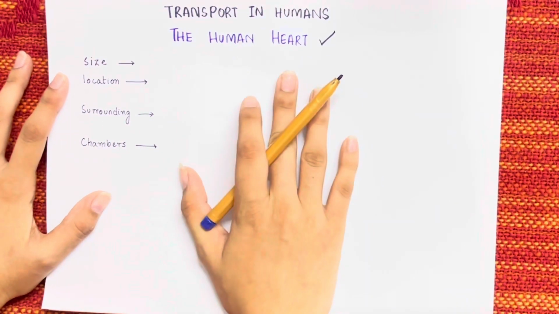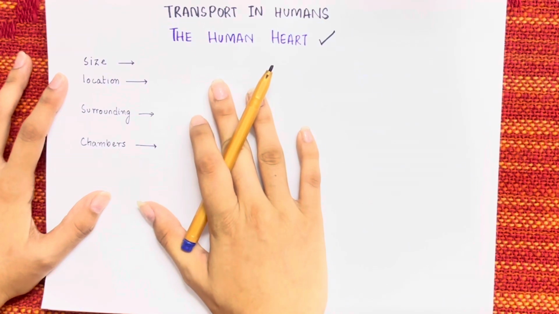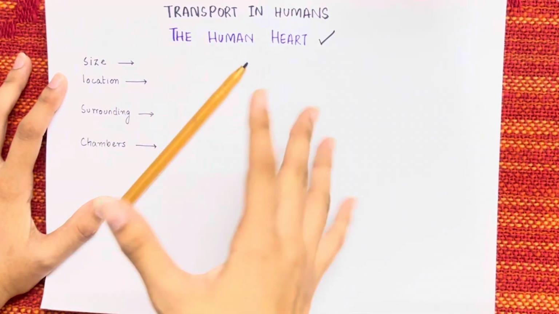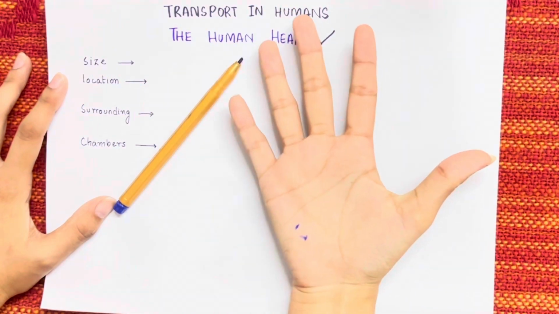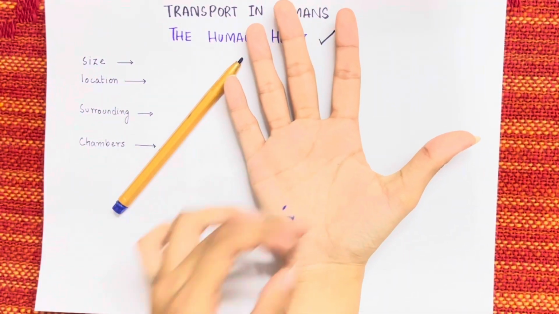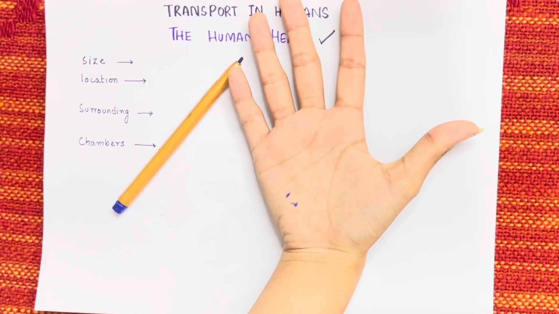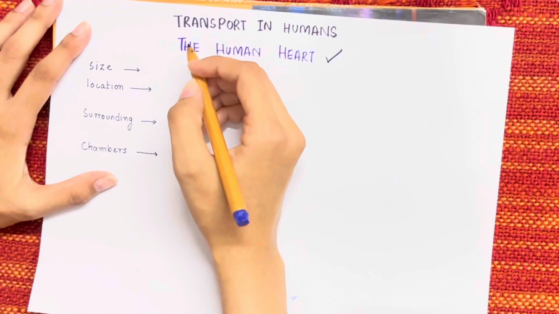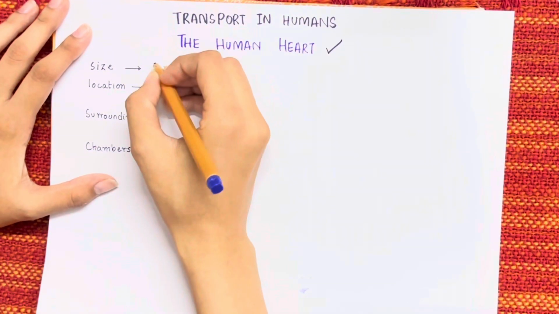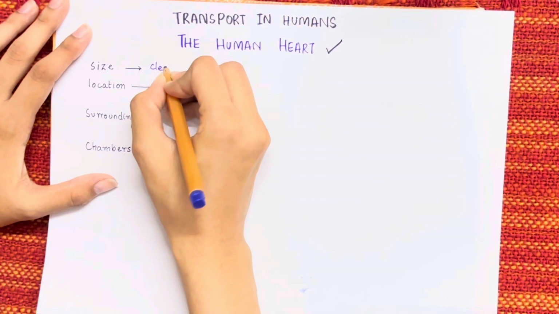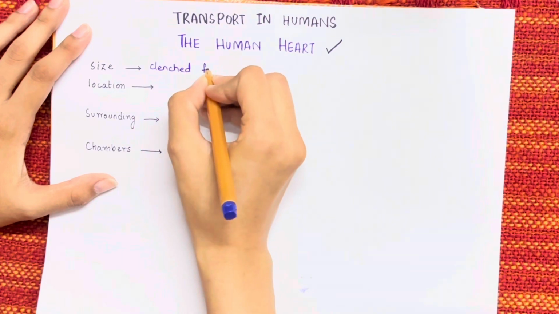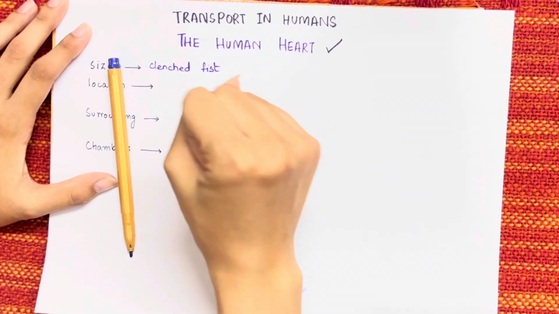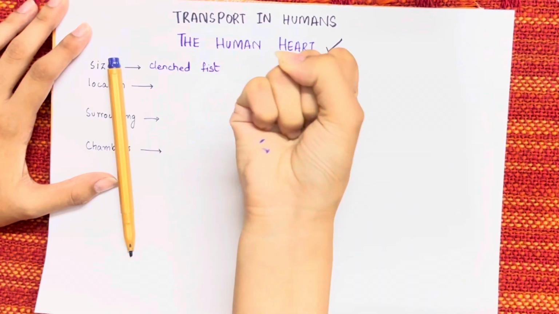When you talk about the size of the human heart, you need to understand the overall structure of the human heart. In human beings, the heart is almost the size of their clenched fist. When you talk about the clenched fist, it means this palm area. So when you write about the size of a human heart, you say that it is the size of a clenched fist. You can say the palm, or whenever you close your hand. This is the clenched fist when you talk about the human heart size.